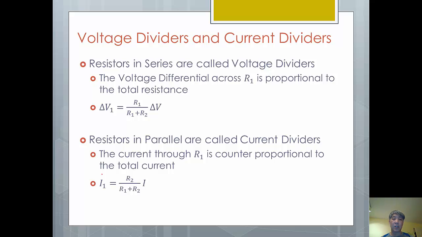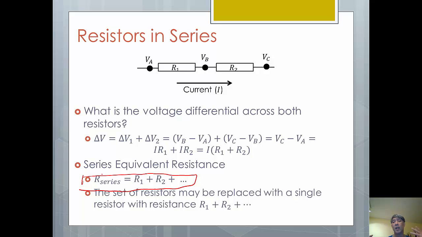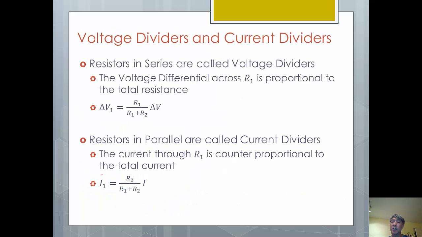So, a brief discussion about voltage dividers and current dividers. We didn't really discuss this last year. But resistors in series are called voltage dividers. They're called that because that middle voltage, the VB in this picture, is a fraction of the voltage difference between VA and VC. It's basically just a proportion, based on the resistor in question and the total resistance. So this is a proportion of the total voltage here.